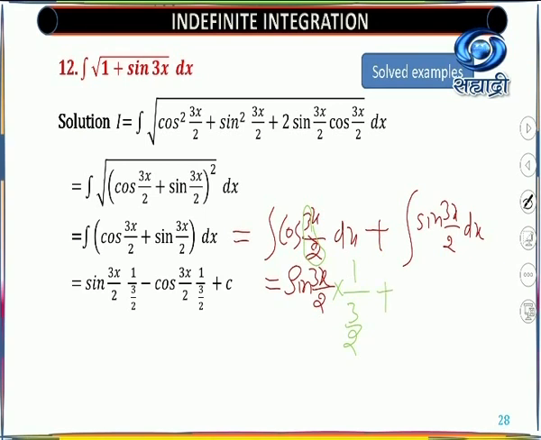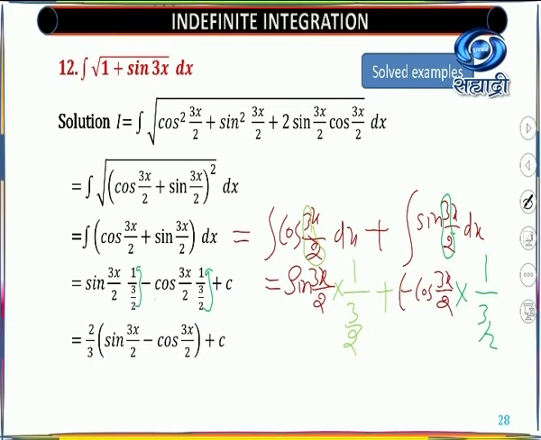Plus, now in this plus, whose derivative is sine? Sine is the derivative of cos. So you will get minus cos 3x upon 2. Again you need to think about what the coefficient of x will be. The coefficient of x is 1 upon 3 by 2. Now look here: sin 3x upon 2 into 1 upon 3 upon 2 minus cos of 3x upon 2 into 1 upon 3 upon 2. This denominator goes to the numerator, so this 2 goes to the numerator. It becomes 2 upon 3.